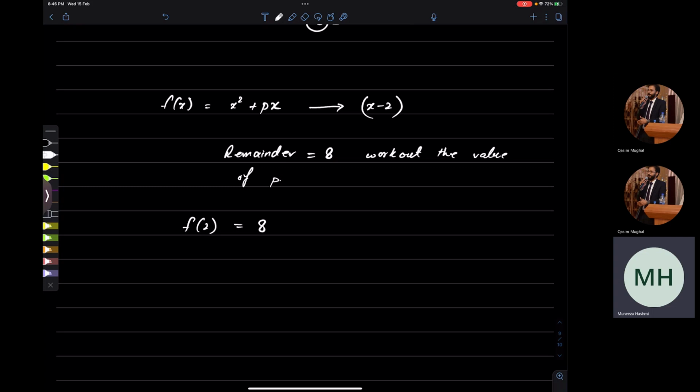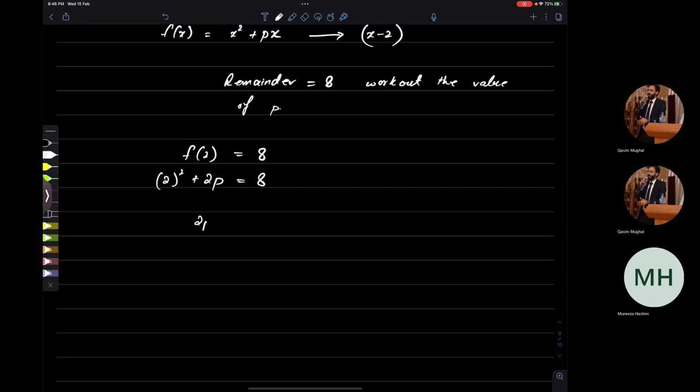So let's find out f of 2. So 2 squared plus 2 times p equals 8. Now we can work out the value of p from here. So 8 minus 4 is 4, and p is going to be equal to 2. Okay, easy?